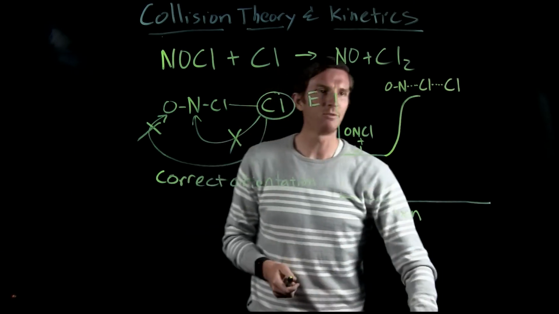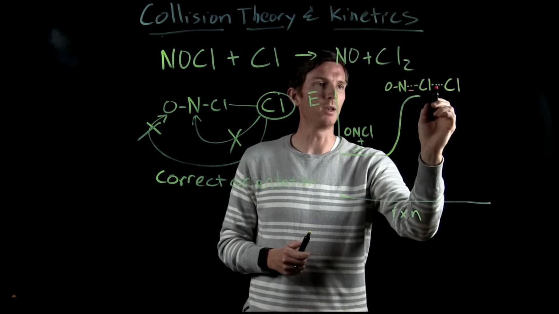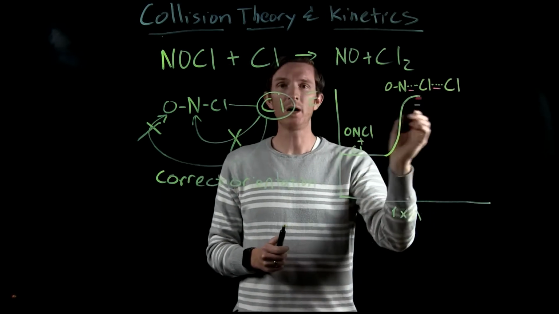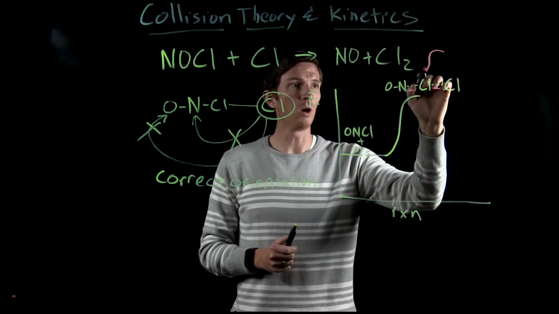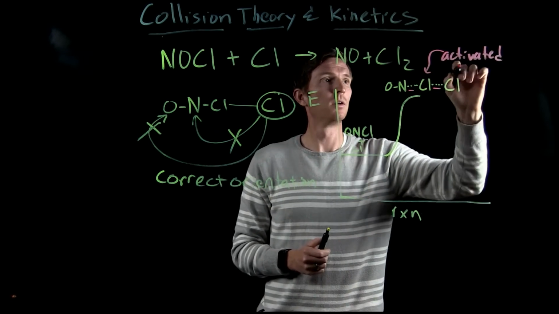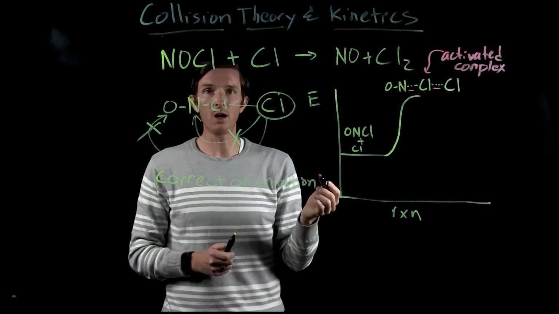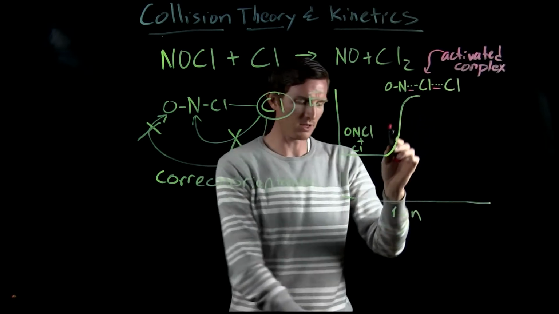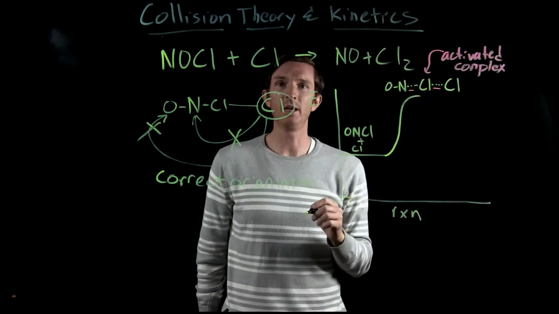Okay, and you notice that I've drawn in not a full bond between the nitrogen and oxygen and chlorine here, or the chlorine and chlorine here, because now we have the process where we're starting to break this bond and starting to form this bond. Well, right here is what we call an activated complex. In this activated complex, we have not fully broken this bond, nor have we fully formed this new bond here. And we've had to go up and increase the energy here.